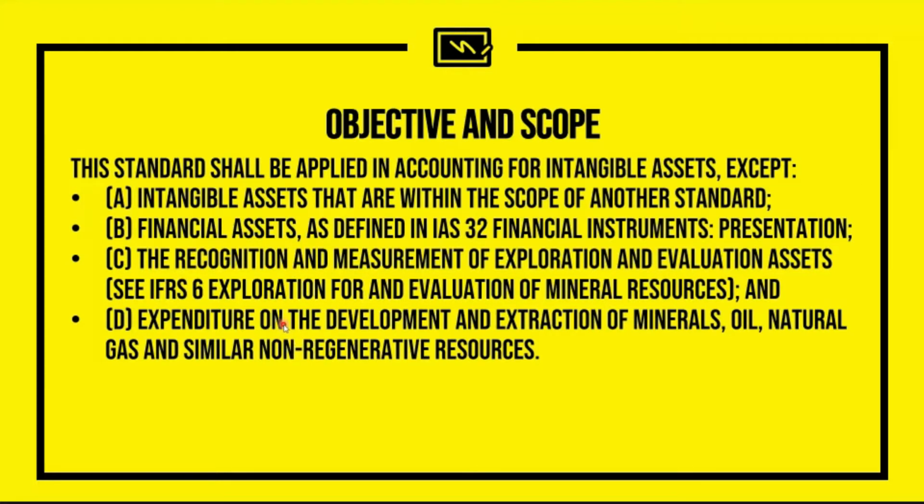So examples will be your financial assets, which is defined by IAS 32. We have wasting assets because it is covered by IFRS 6. And we have expenditures on the development and extraction of minerals, oils, natural gases, and other non-regenerative resources because it is still covered by IFRS 6 later on. And also part of inventories when it comes to the accounting but not the measurement because they have different measurement criteria.